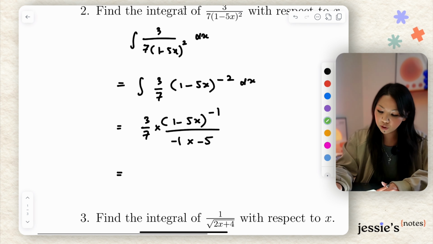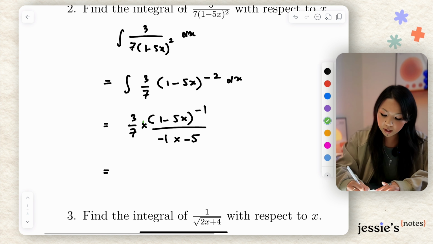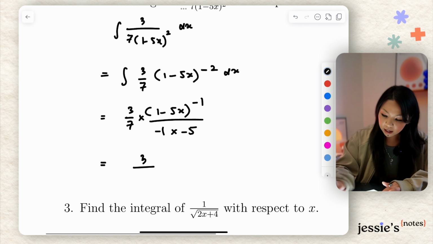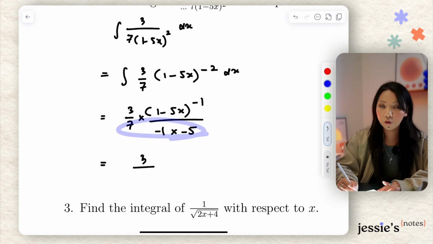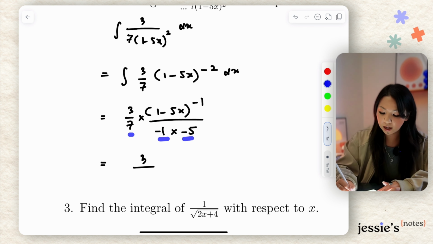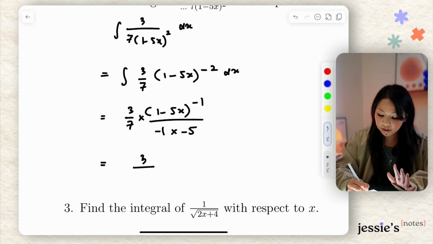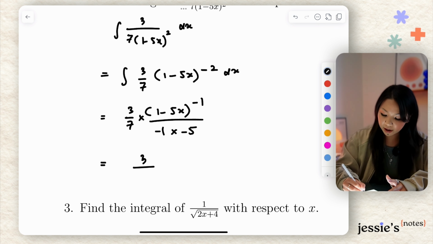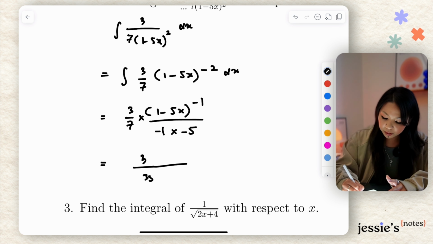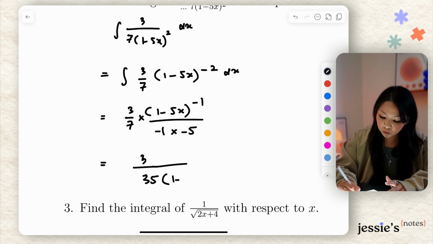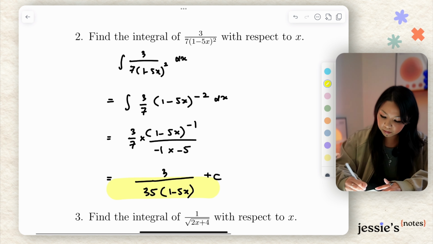Now the last thing we want to do is clean this up a little bit. The only constant at the top is 3. The constant on the bottom is going to be the product of all of these. Negative 1 times negative 5 is just positive 5, and then 5 times 7 is 35. So you're going to get 3 on 35, and I could write this as (1 minus 5x) to the power of negative 1, but I'm just going to write it with it in the denominator like this. Beautiful, plus c.